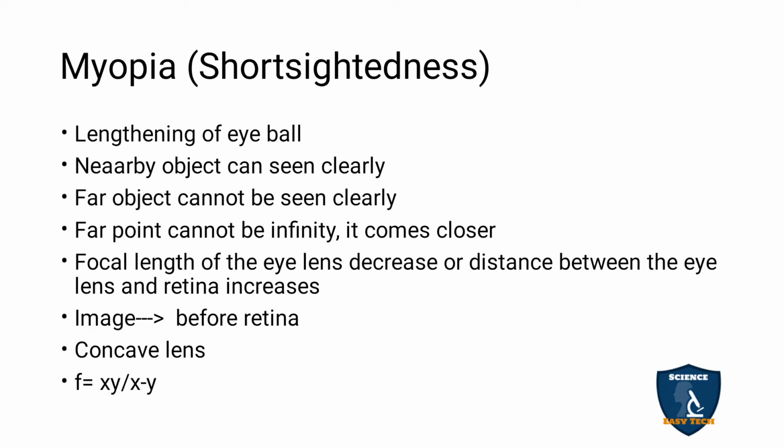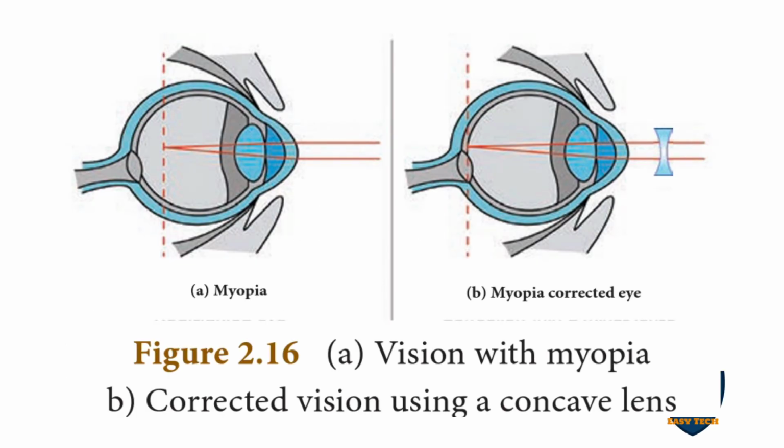So object 1 is x and object 2 is y, and the focal length is xy by x minus y. The x should be negative. For a myopia person, the image of a distant object falls before the retina, and the distant object cannot be seen, but the near object can. So f is equal to minus x, and f is equal to xy by x minus y, that is, object 1 into object 2 by x minus y. Based on this formula, myopia, shortsightedness, is corrected by a concave lens.